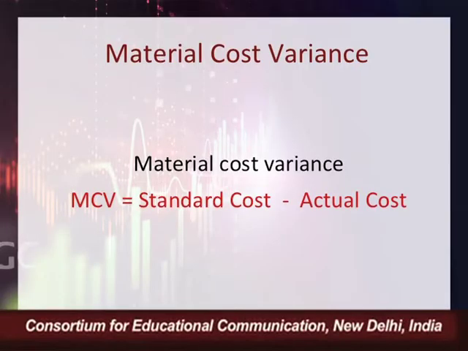Material variance starts with the material cost variance. Material cost variance is equal to standard cost minus actual cost. Now what is standard cost? Standard cost is given for a particular usage of material. It is already decided by the costing department. We already have a set standard for calculation of material, that this will be the standard consumption of material based on the price and usage.